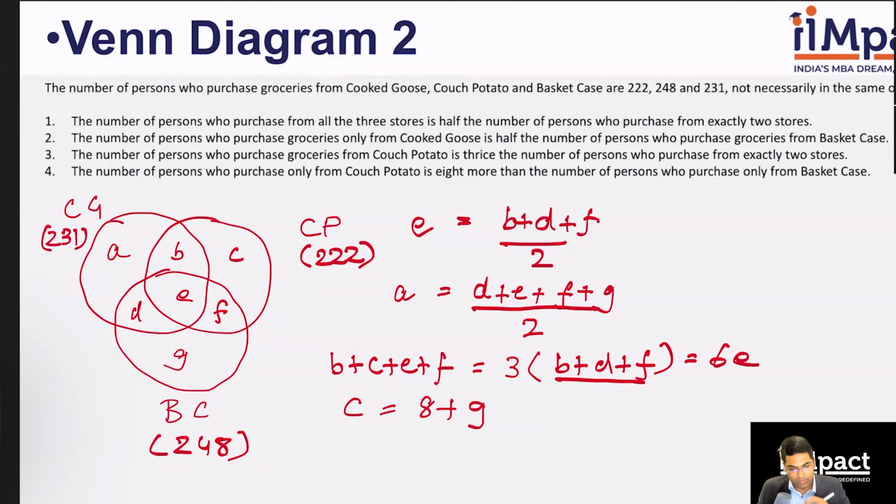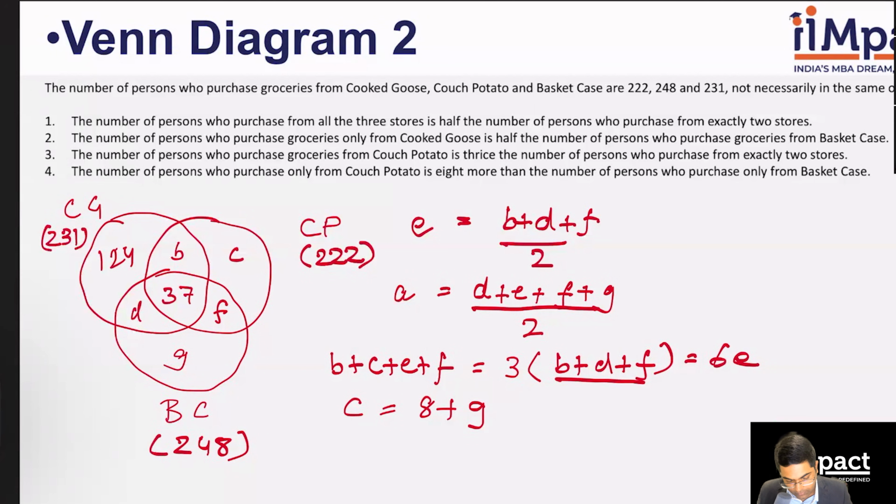Okay, ठीक है. Now that I know this, what else can I do? Now I know DEFG is 248. So A becomes 124. So I will just put A equal to 124. Yes, 124. Okay. I know BCEF is 222. So I can put E as 222 upon 6, which is 37.